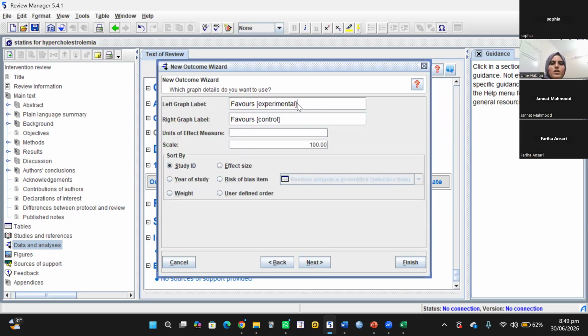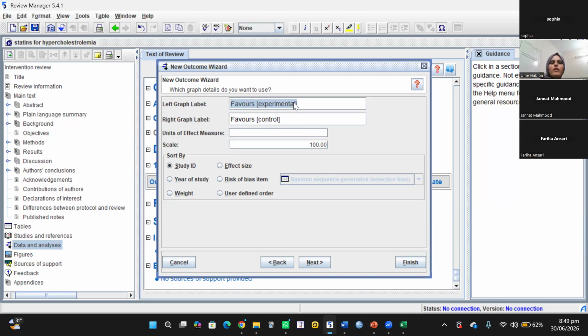Now, since the result that you get from Revman is in the form of a graph, you have to interpret that graph to understand what your result is. So you have to tell Revman how you want to label the left side of the graph and the right side. You can do anything here.